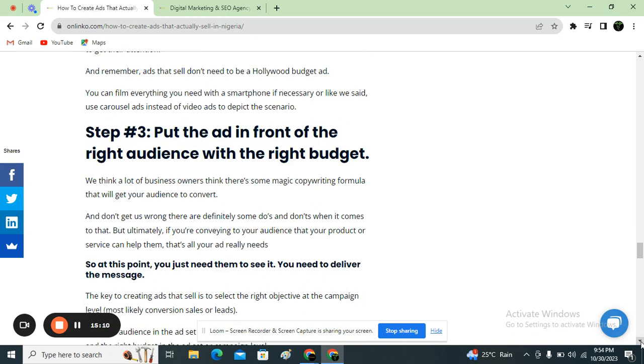Remember this when I said put the ad in front of the right audience with the right budget. Know this: marketing is not cheap. So maybe you want to market a product, make sure you're putting it in front of the right audience with the right budget. Don't get it twisted, because Facebook is not cheap. If you really want people to see your ad, you need to put a good amount of money on it from time to time.